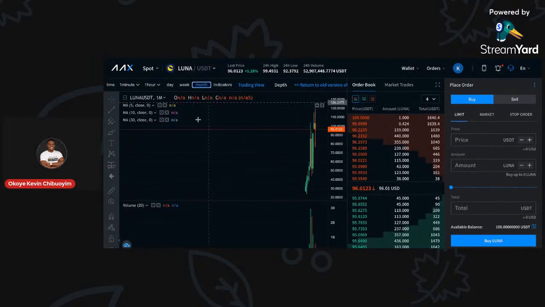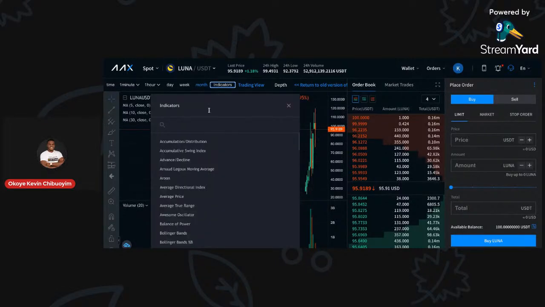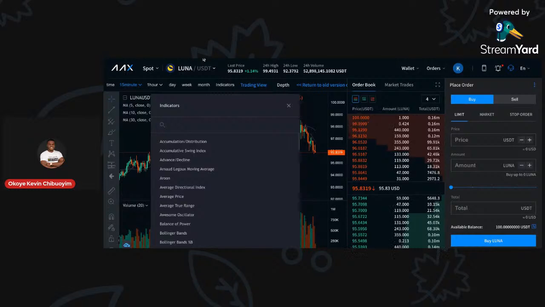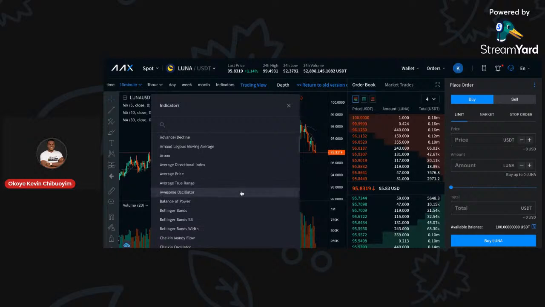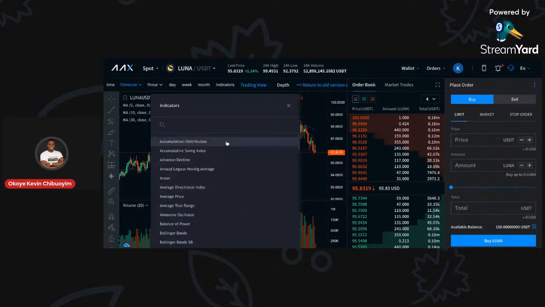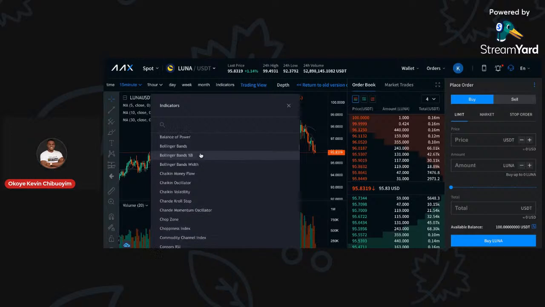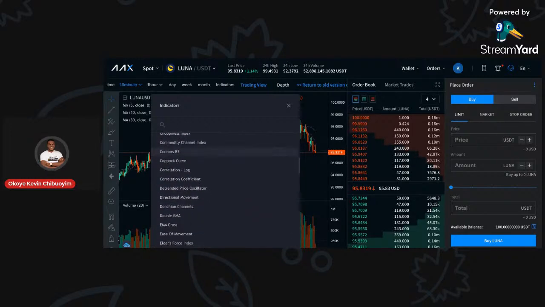So basically, this is what you get. And also you have access to things like indicators on this exchange. Let's go back to the 15 minutes time frame so we can have more candlesticks. On the 15 minutes time frame, we have more candlesticks. You have access to a wide range of indicators. There's accumulation and distribution, advance and decline. So many indicators right here.